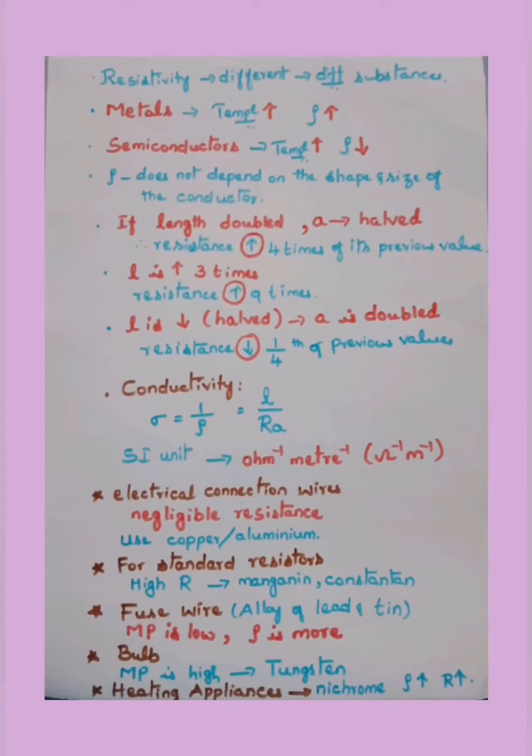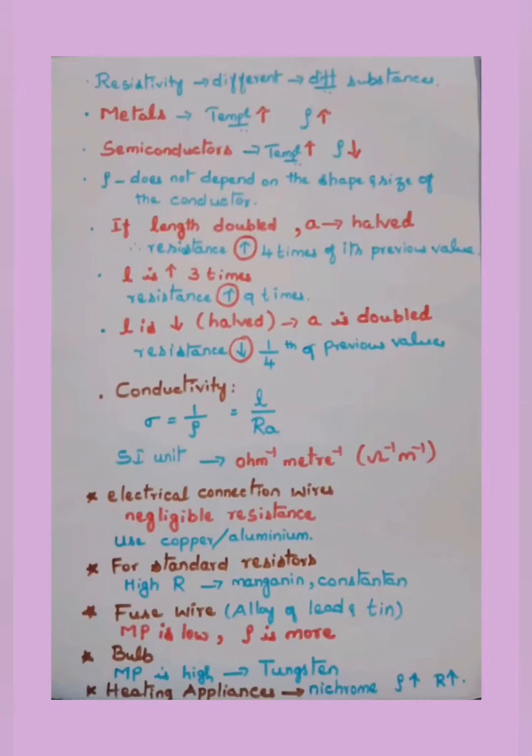Next, one more small topic, that is conductivity. Conductivity is defined as the reciprocal of resistivity. Whereas we write resistivity as RA by L, for conductivity it is L by RA. And the SI unit of conductivity is per ohm per meter. It is expressed in this way as a symbol.